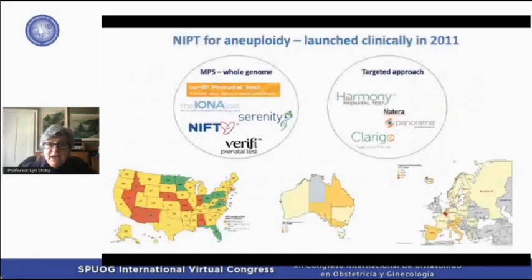Let's think about NIPT for aneuploidy, first of all. This was launched clinically in 2011, and it's largely still delivered by commercial companies, either the whole genome approach or a targeted approach. But as you can see from these charts here, taken from a recent publication from Belgium, NIPT is now available in various forms across much of the world.